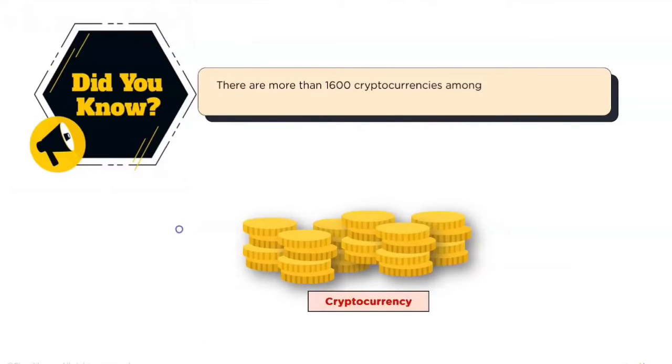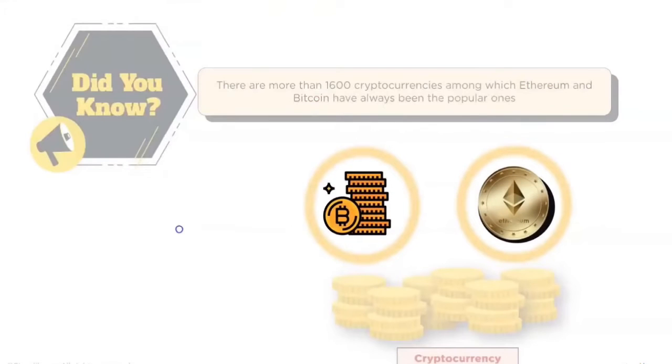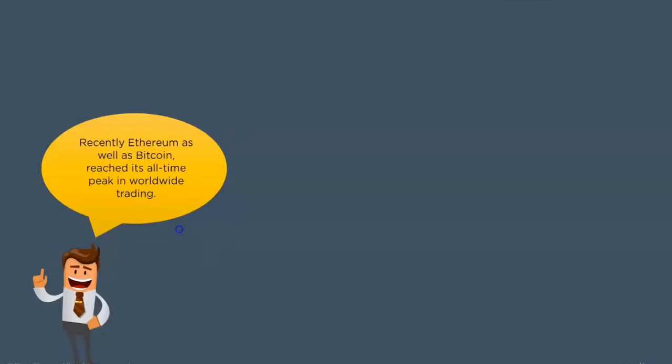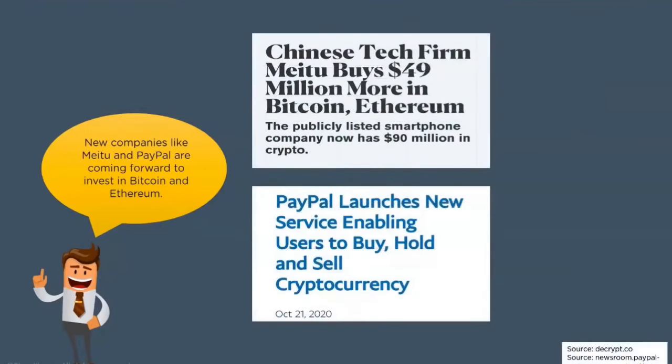And among them, Bitcoin and Ethereum have always been the top two most popular cryptocurrencies in the world by market cap. Also, recently, Ethereum as well as Bitcoin reached its all-time peak in worldwide trading. According to Decrypt.co, every day new companies like Me Too and PayPal are coming forward to invest in Bitcoin and Ethereum. On March 7, 2021, Me Too confirmed that it had purchased 40 million in Bitcoin and Ethereum.